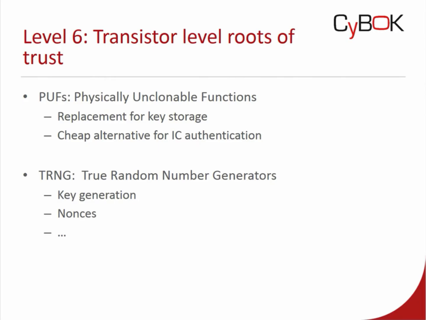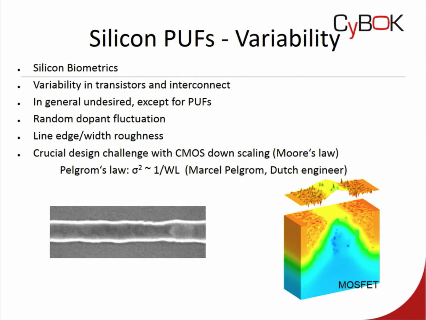Let me first introduce what I mean by PUFs. In PUFs, we want to use the silicon variability. PUFs are the silicon biometrics, and we use variability in transistors, in interconnect. Usually when people make chips, these variations are not wanted. Examples are random dopant fluctuations or line edge roughness. You see here, these lines are not perfect, they're a little rough. And it becomes worse when you scale down, and that's related to what's called Pelgrom's law, which says that the variability goes up as the width W and the length of the transistors go down. Here you see a 3D picture of such a transistor with the width in this direction, the length in this direction. There's a lot of variability there.